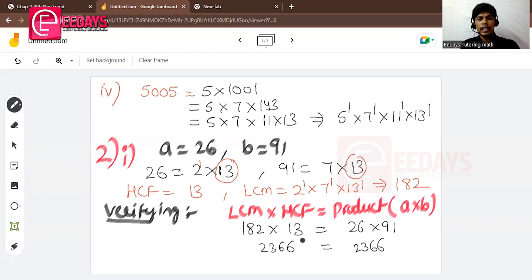Now LHS is equal to RHS. That's why the verification shows the given numbers are correct. So you just verify that LCM into HCF is equal to the product of the two numbers, that is 26 into 91. I hope everyone understood how to verify the numbers.